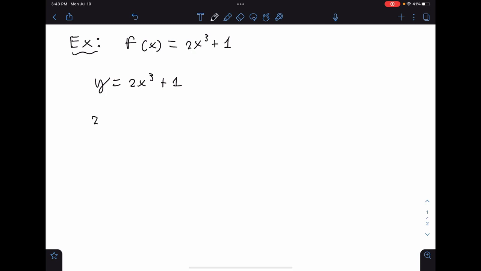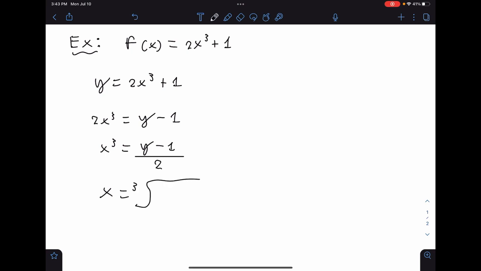So 2x cubed is equal to, we're going to move the 1 to the other side, y minus 1. Now we have x cubed here. We'll divide everything by 2. So y minus 1, and then, of course, divided by 2 here. Now that we have x cubed all alone, we have to find the cubed root of everything. So cubed root of one side, cubed root of the other side. We have x equals the cubed root of y minus 1 over 2.